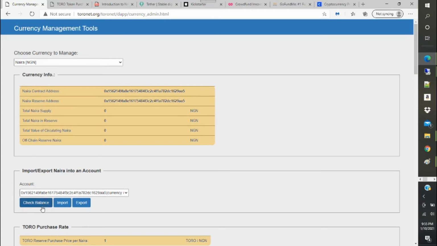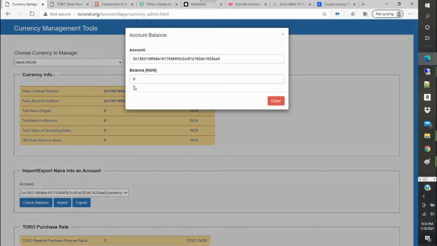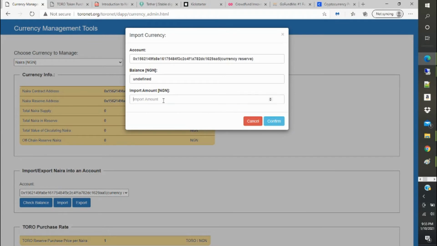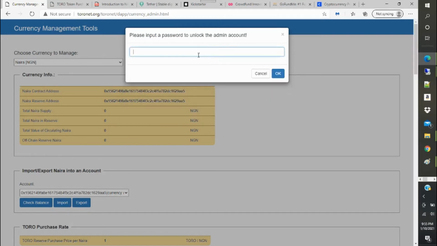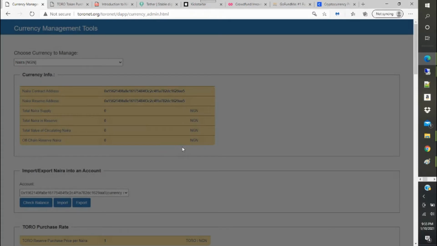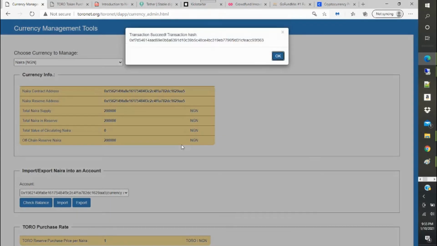Currently, the blockchain is pristine. It's at its initial state. There's nothing on the blockchain, and there's no balance here. So as an example, we will have this node operator deposit 200,000 Naira into the reserve. Okay, we will confirm that. And so this exercise simply means that this node member is vouching that this exact amount has been placed in as real fiat currency into the reserve.